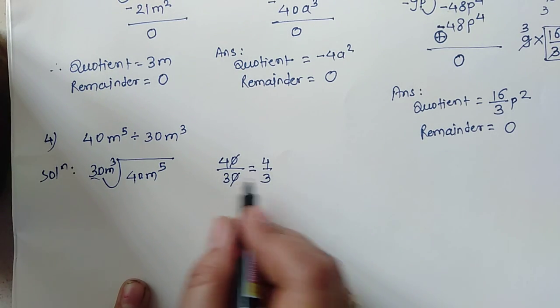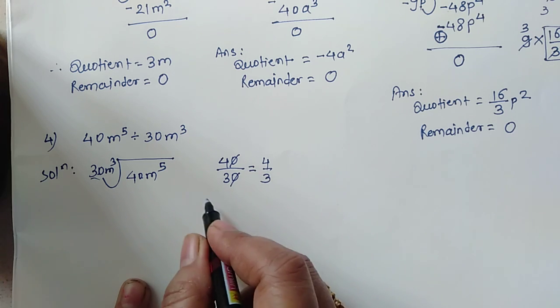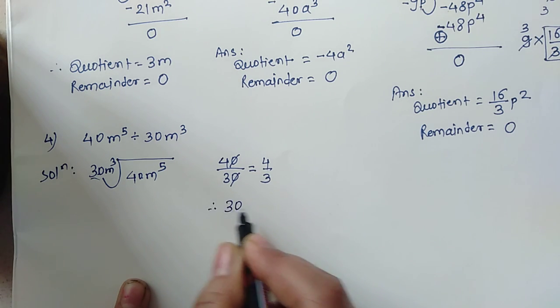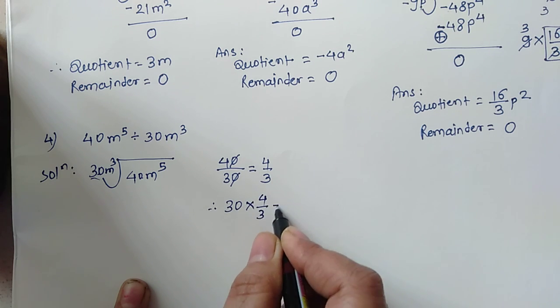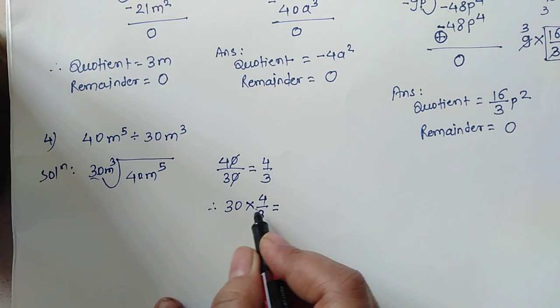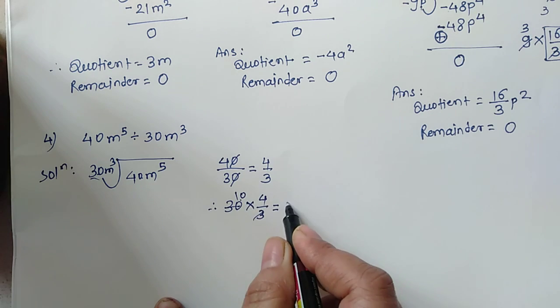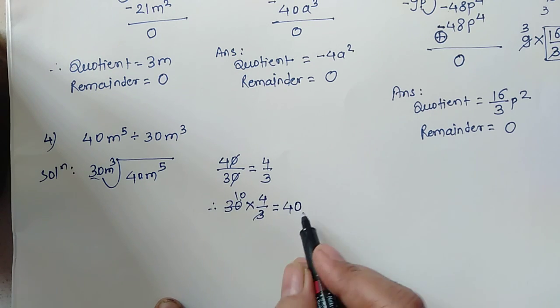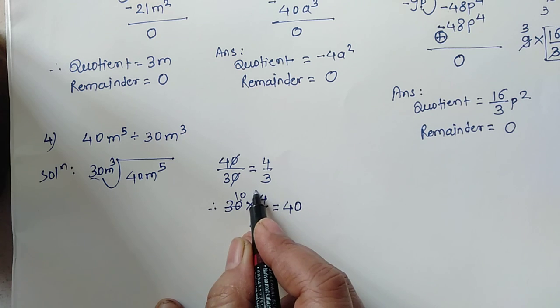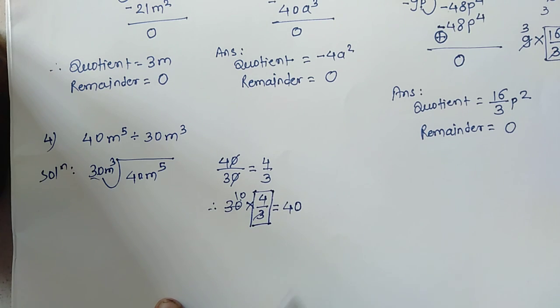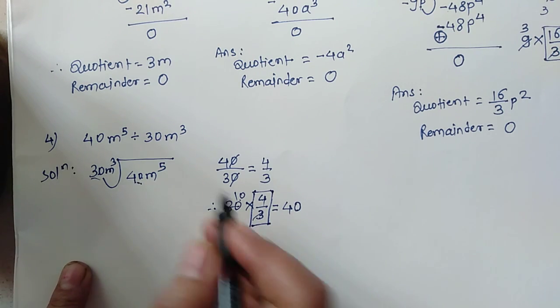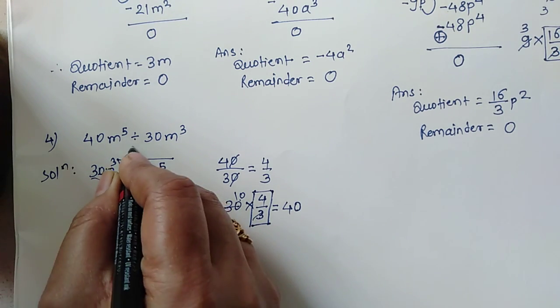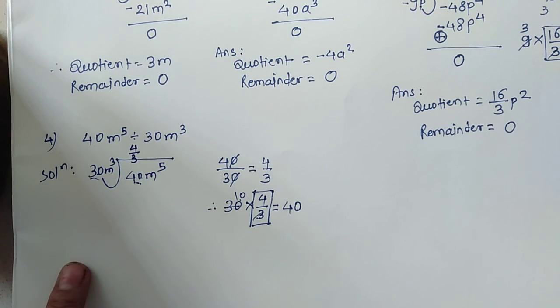Now we know that the division is the opposite of multiplication. So if we take the multiplication of 30 and 4 upon 3, then what we get? 3 tens are 30, 10 fours are 40. Then we get the 40. So our required multiplier is 4 upon 3. So 30 multiplied by 4 upon 3, then we get the 40.